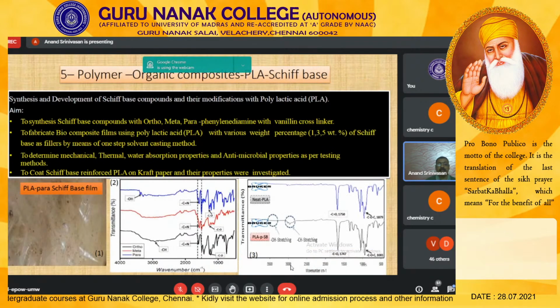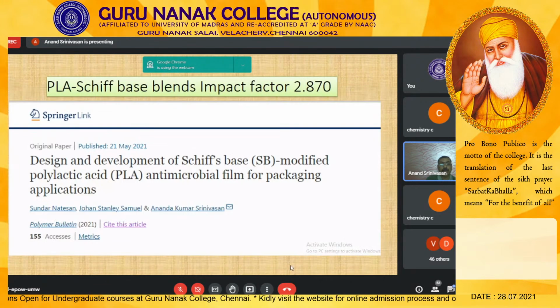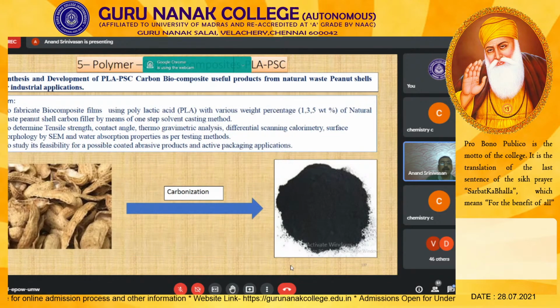Okay, and similarly, this one we made a polymer composite. That is polymer material matrix PLA. Reinforcing agent is your peanut shell carbon, and Schiff's base as well. Schiff's base, as I told you, has excellent antibacterial property. Therefore, when you are reinforcing Schiff's base with PLA, the antifungal properties of your PLA can be improved. So that paper was also published in the Journal of Applied Polymer Bulletin, whose impact factor is 2.87. And this paper we are now trying to apply for a patent. That is why no paper is published in this work.